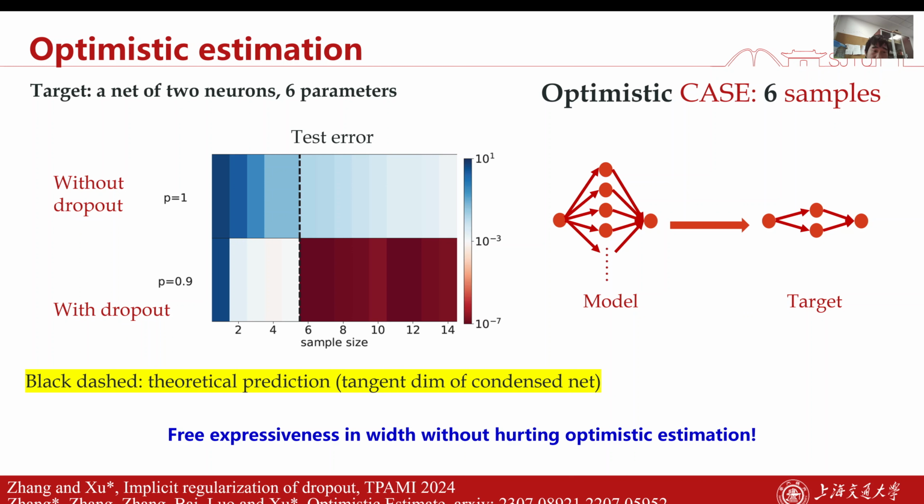It not only allows us to achieve over-parameterization generalization, but also gives us a hint of how a nonlinear model can recover in the over-parameterization case. We have this optimistic estimation to show how many samples we need to achieve good generalization. And this condensation enables the neural network to have free expressiveness without hurting our optimistic estimation.